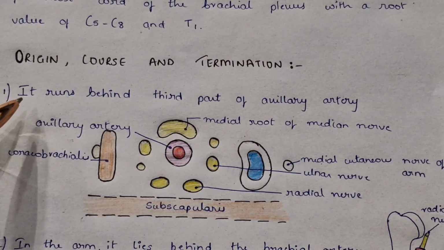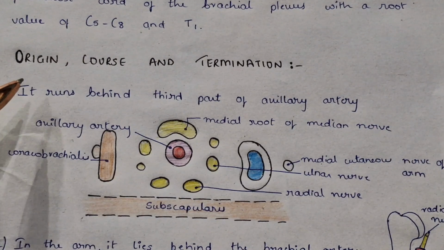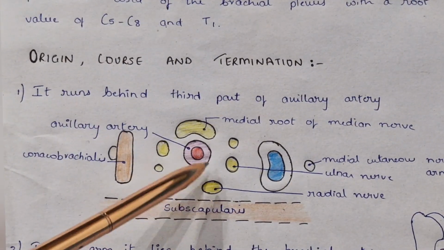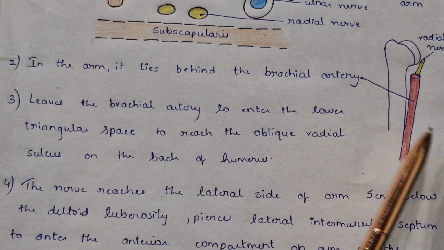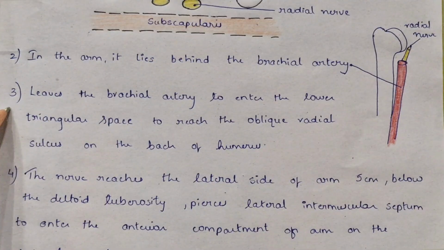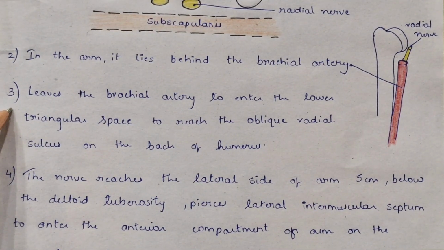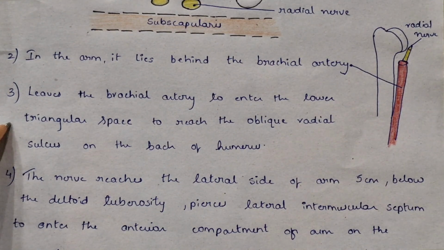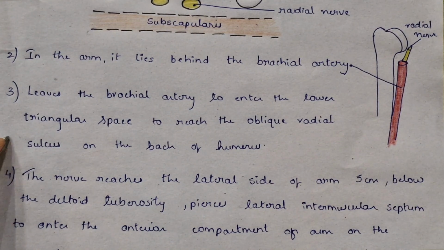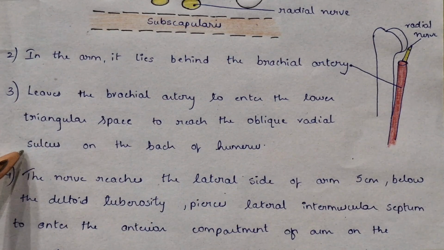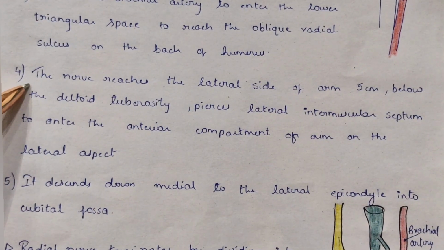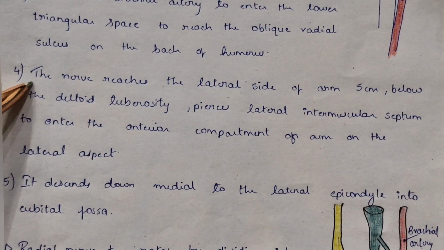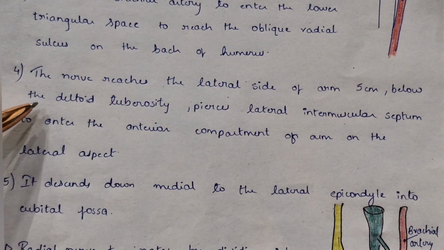The radial nerve runs behind the third part of the axillary artery. So this is the radial nerve and this is the arm. It lies behind the brachial artery. It leaves the brachial artery to enter the lower triangular space to reach the oblique radial sulcus on the back of the humerus. The nerve reaches the lateral side of the arm 5 cm below the deltoid tuberosity.